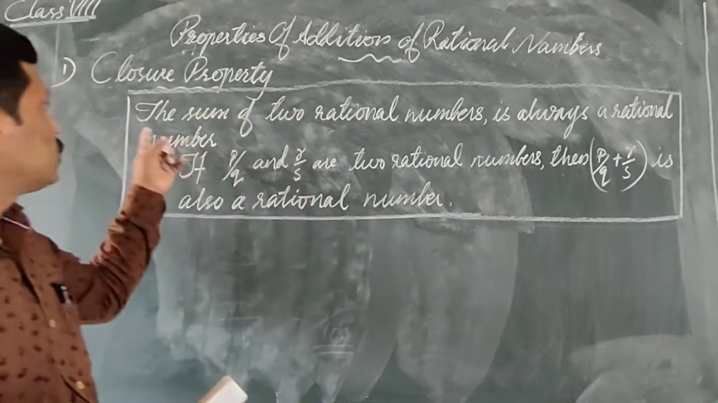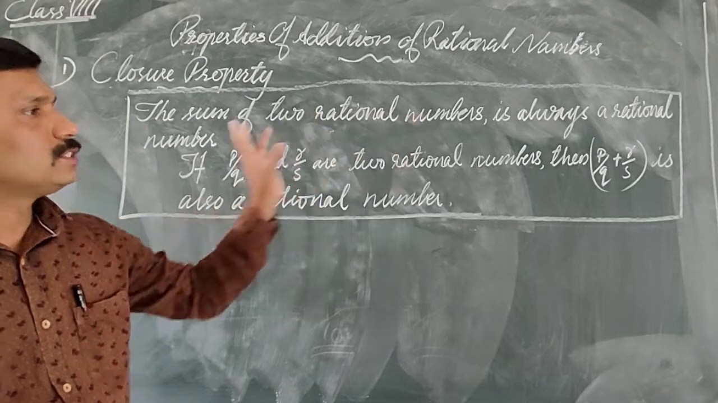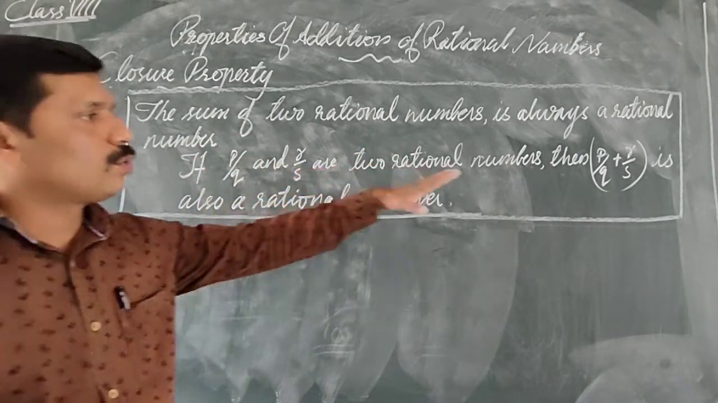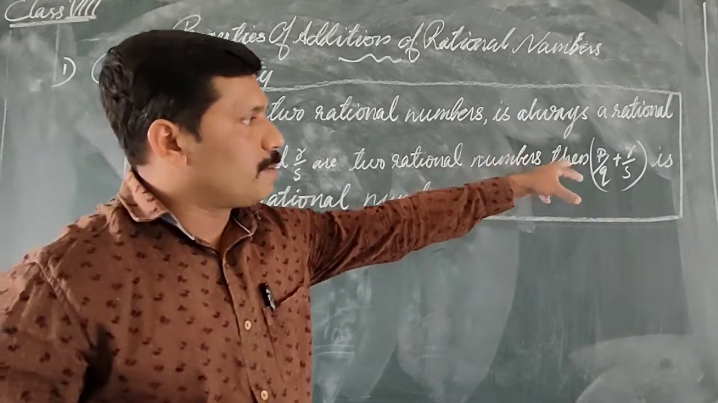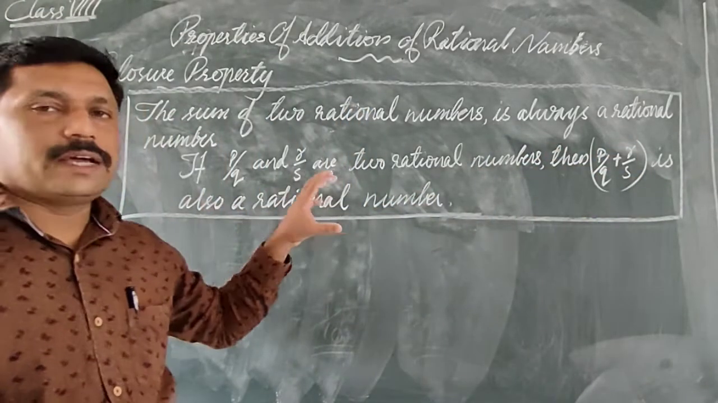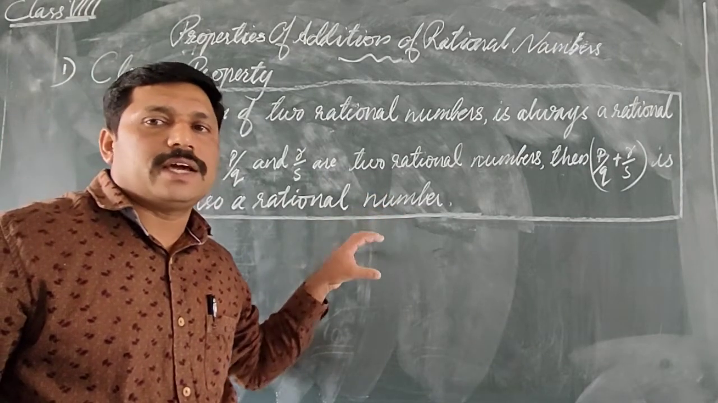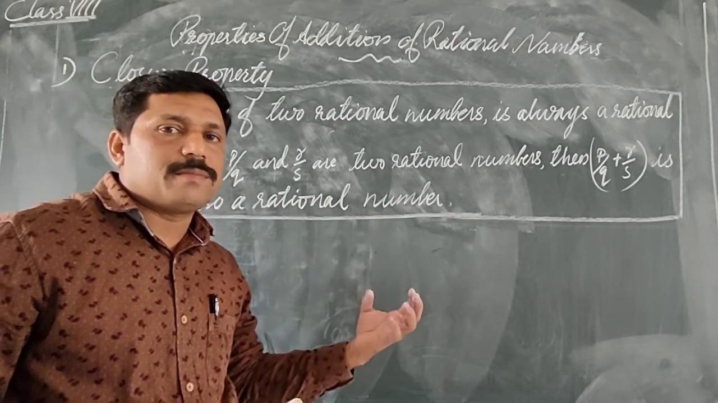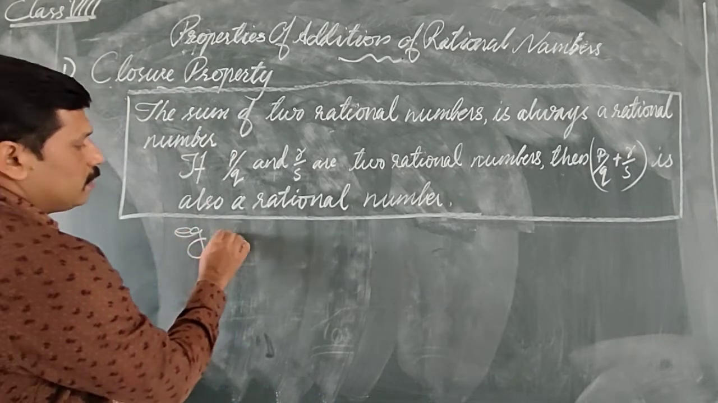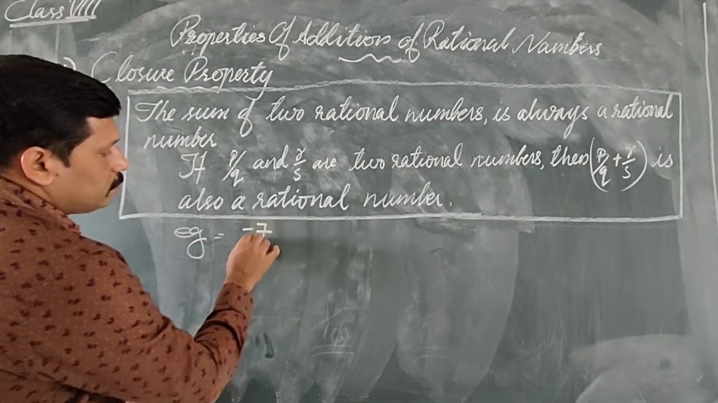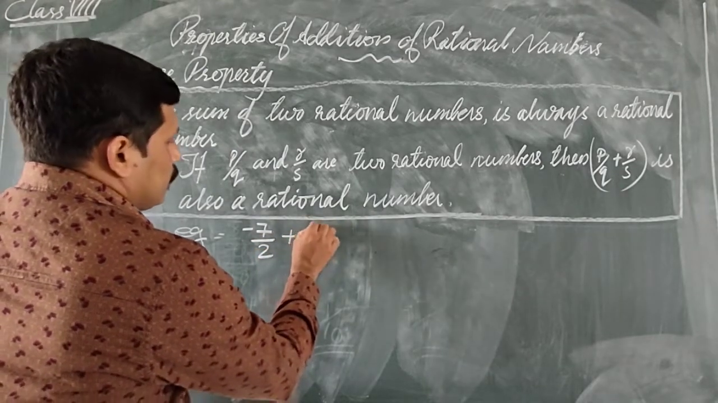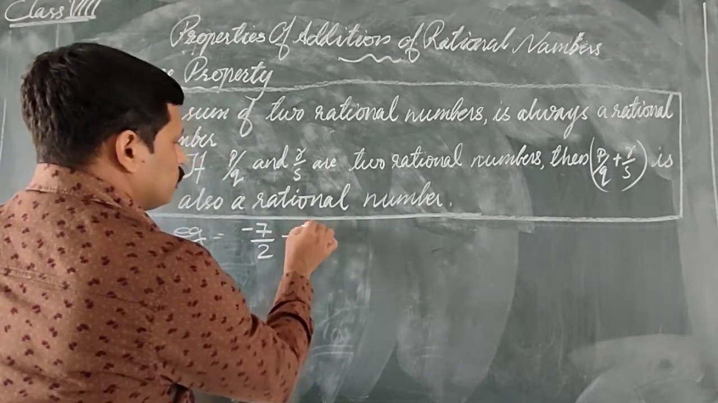The property says that the sum of two rational numbers is always a rational number. That means if P upon Q and R upon S are two rational numbers, if they are added, their sum P upon Q plus R upon S is also a rational number. It will always be a rational number. We can check that by an example. Example, if we add any two rational numbers, for example, negative 7 upon 2 plus 3 upon 5 or negative 3 upon 5.